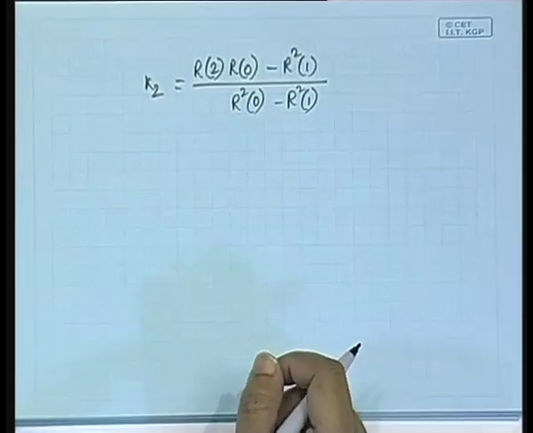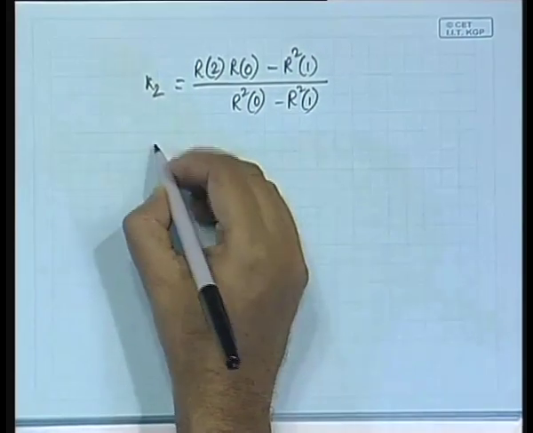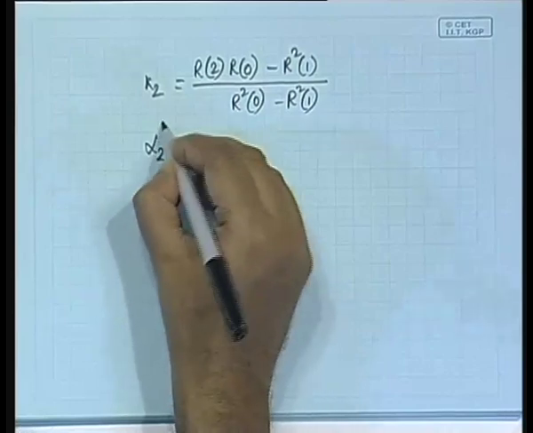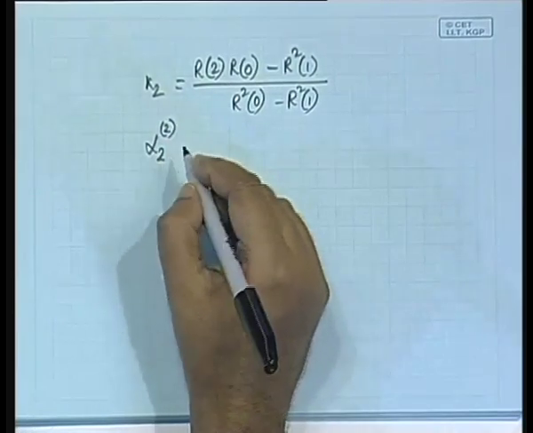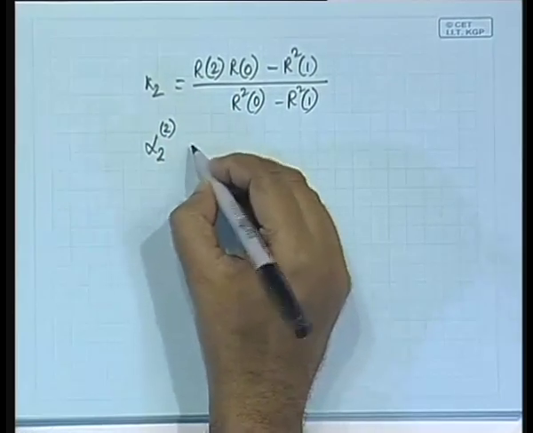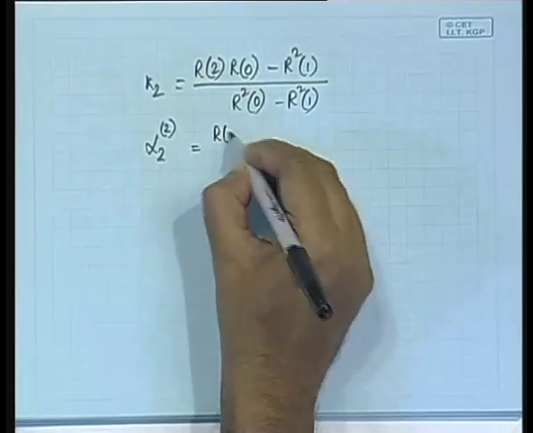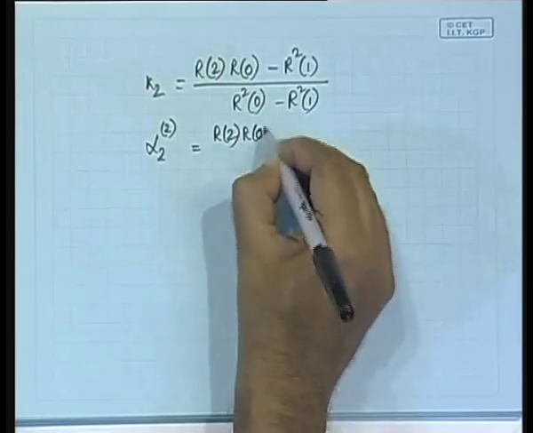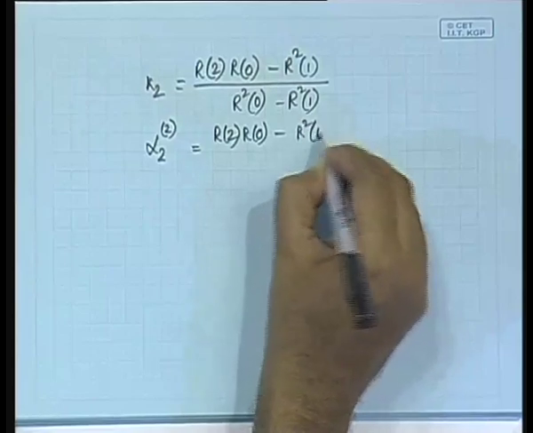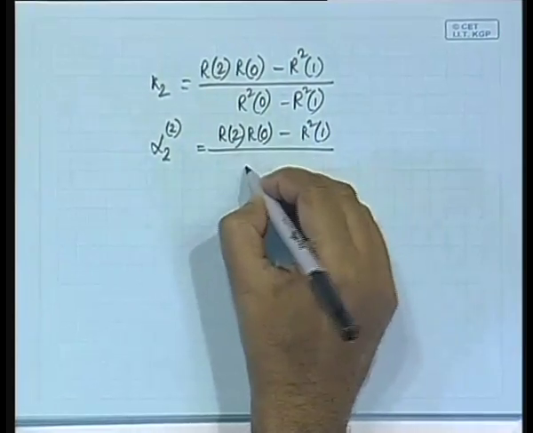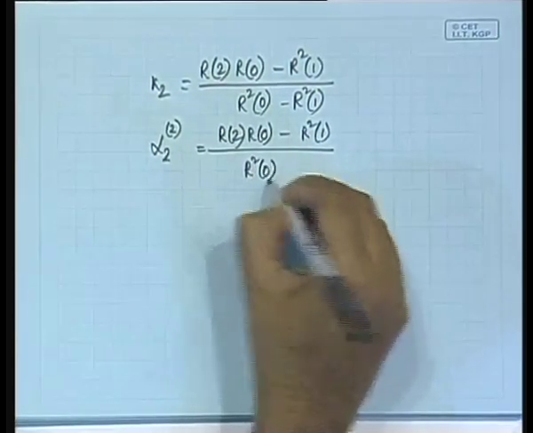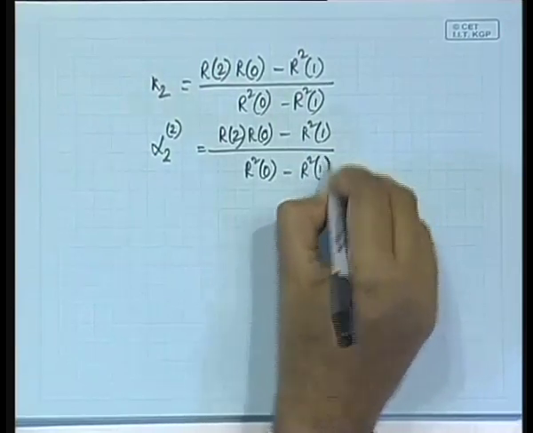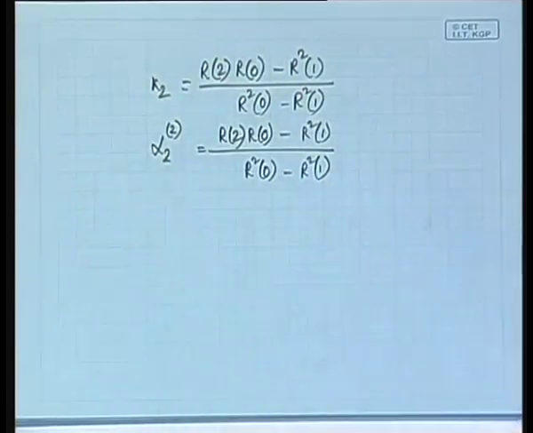And then having known K2, we will be in a position to have alpha 2 2. Alpha 2 2 will be nothing but K2. So this will be the same, (R2 R0 minus R1 square) divided by (R0 square minus R1 square). This will be alpha 2, right.